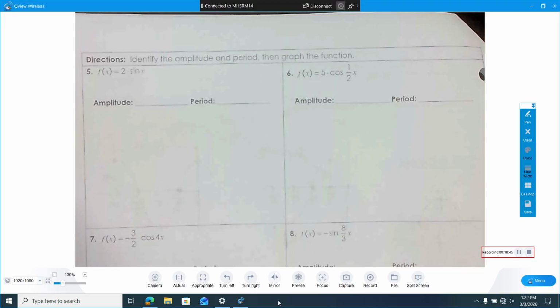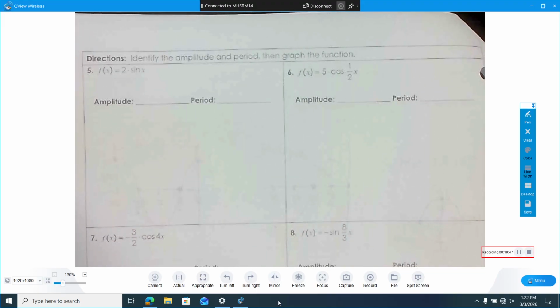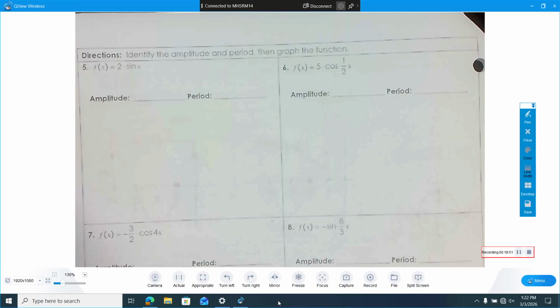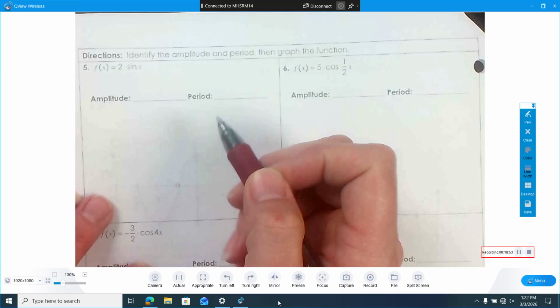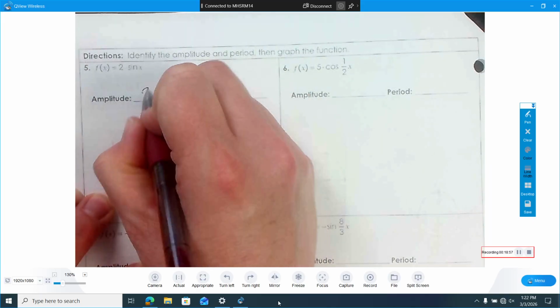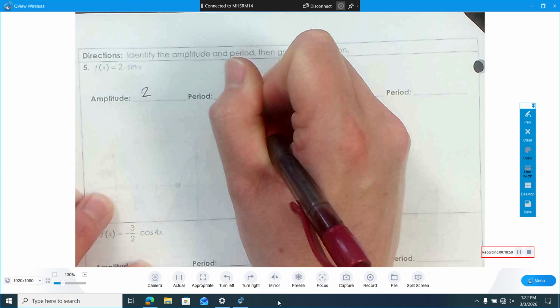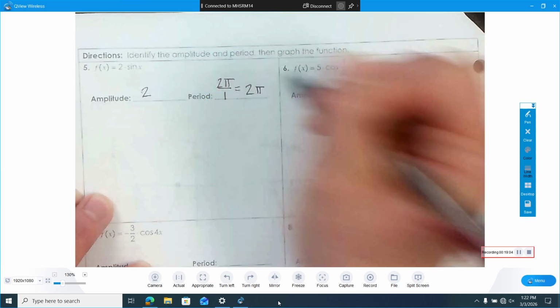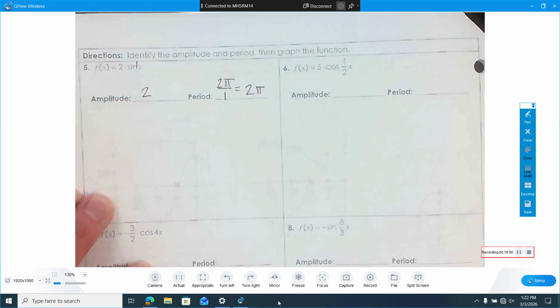All right, so what we're going to do, and I have a very specific way for you to graph. We're going to identify the amplitude and period and then graph the functions. So first starting, what's the amplitude? 2. And what's the period? 2 pi over 1, which is just 2 pi. Okay, the 1 is in front of the x, so the period is just 2 pi.